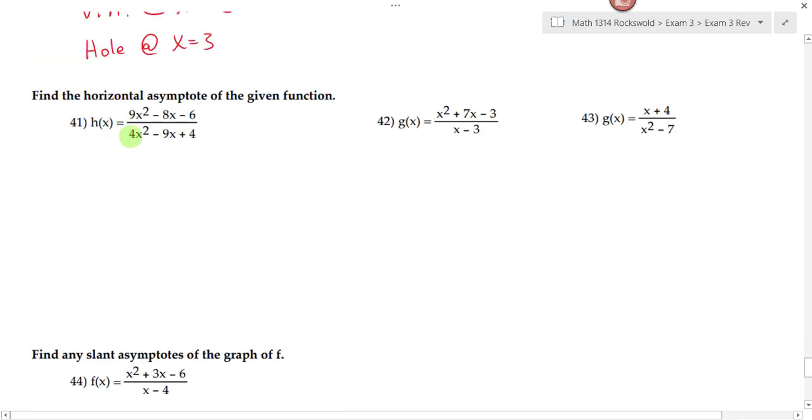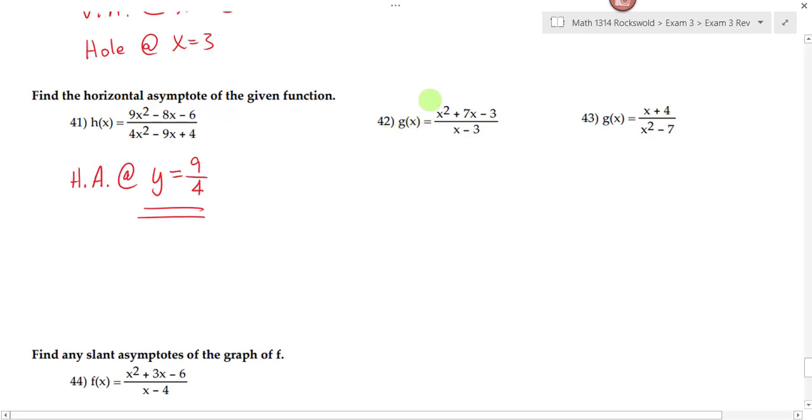On 41 through 43, we're asked to find the horizontal asymptote of the given function. If you don't remember how to do this, you may need to go watch the 4.6 video again. How we find horizontal asymptotes is we compare the degree of the numerator to the degree of the denominator. If the degrees are equal, we have a horizontal asymptote at y equals leading coefficient over leading coefficient. So the horizontal line at y equals 9/4 would be our horizontal asymptote here.